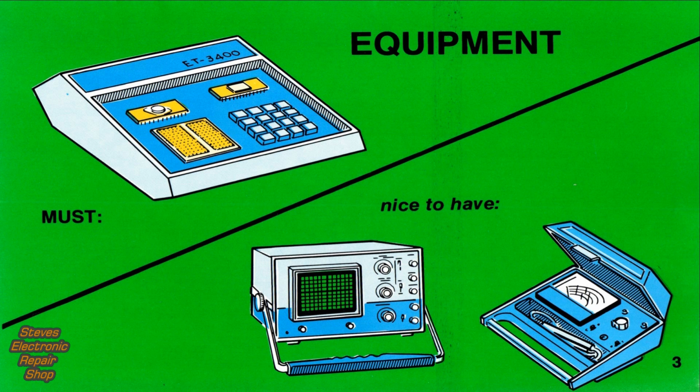In addition, you'll need the Heathkit model ET-3400 Microprocessor trainer, shown on the left. Although not essential, a good general-purpose oscilloscope and volt-ohmmeter can help you analyze the circuit functions we'll be discussing.